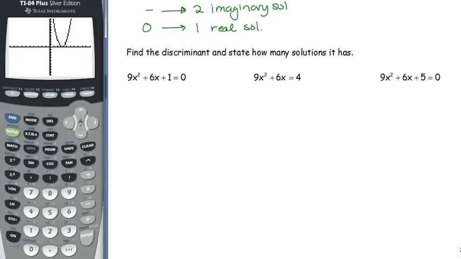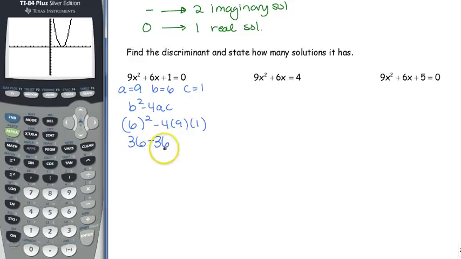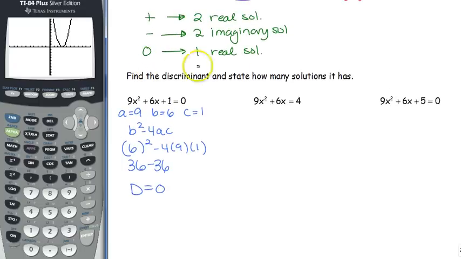We look down at the bottom, find the discriminant, and state how many solutions it has. So we need to look at the a value, the b value, and the c value. And remember, this is just b squared minus 4 times a times c. So we've got 6 squared minus 4 times 9 times 1. So our discriminant value here, 36 minus 36, the discriminant value is 0. And according to our chart up here, if the discriminant is 0, we have one real solution.